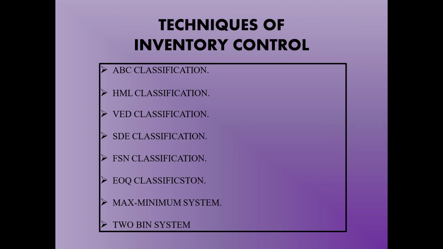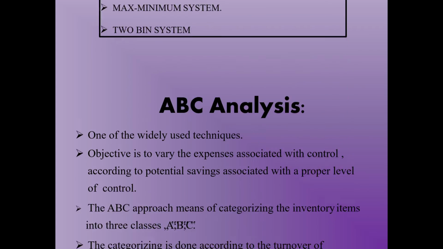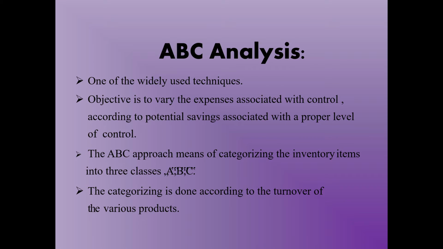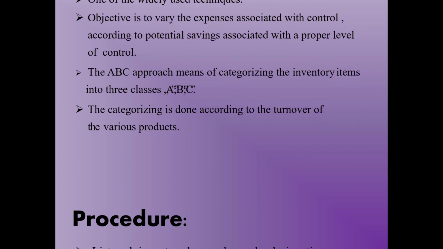Techniques of inventory control. As you can see, there are 8 different techniques of inventory control which we will see one by one. First off, the ABC analysis. It is one of the widely used techniques. Its objective is to vary the expenses associated with control according to potential savings associated with a proper level of control. The ABC approach means categorizing the inventory items into 3 classes A, B, and C. The categorizing is done according to the turnover of various products.